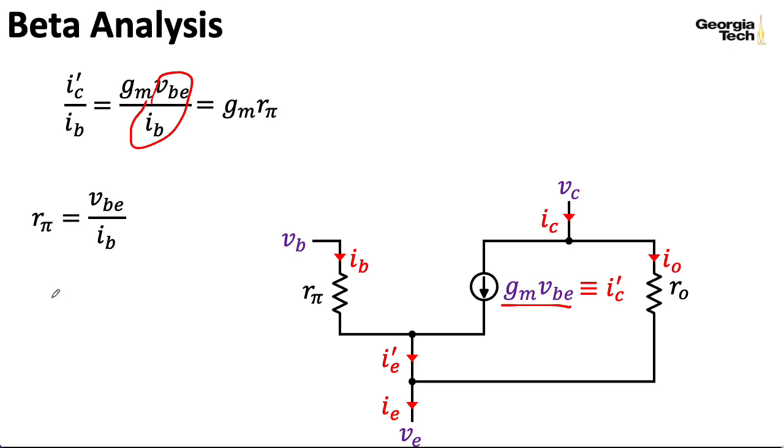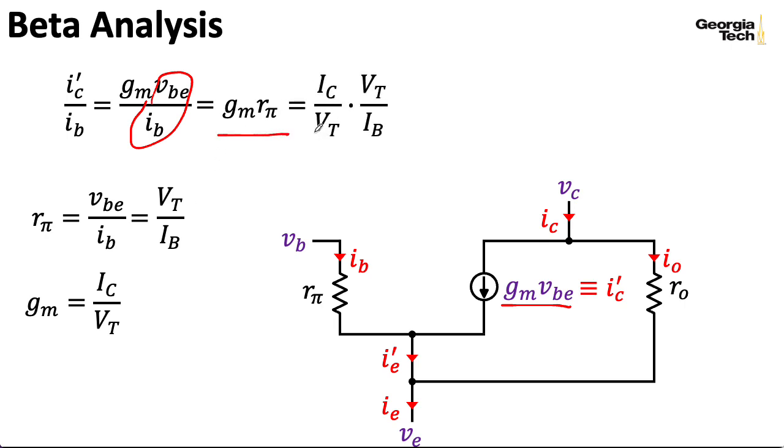And now if we recall the expression that we computed for GM, which is just IC over VT, and R pi, which is just VT over IB, if I substitute those into this expression, I see that the VTs gloriously cancel, and I get IC over IB. And now if I imagine the current flowing through the BJT, if I don't have any small signal, i.e. the small signal is 0, I could plug in the DC value for that total current just fine and say that IC over IB is equal to beta.